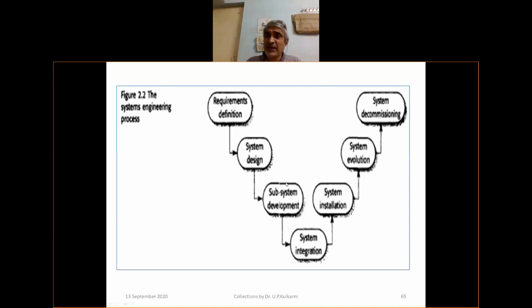These are the phases of any life, even of human beings. We take birth, we study in school and college, we work, and finally a day will come and we need to die. That's called decommissioning, which is equivalent to that. So that's the theoretical aspect of it. We'll deal with that in detail later, whenever required.